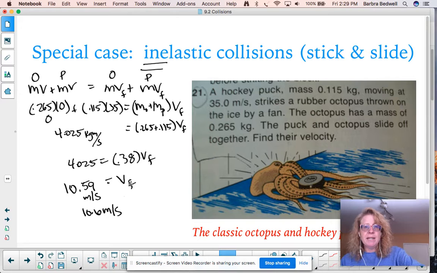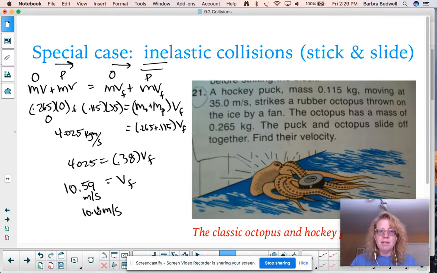Now, does this make sense? If my initial octopus is just sitting there, this thing was going pretty fast. It was going at some speed like 35 meters per second. Does it make sense that they're both going to be moving in the positive direction afterwards? Yeah, because they're going to slide together. So it makes sense that this is also a positive velocity.